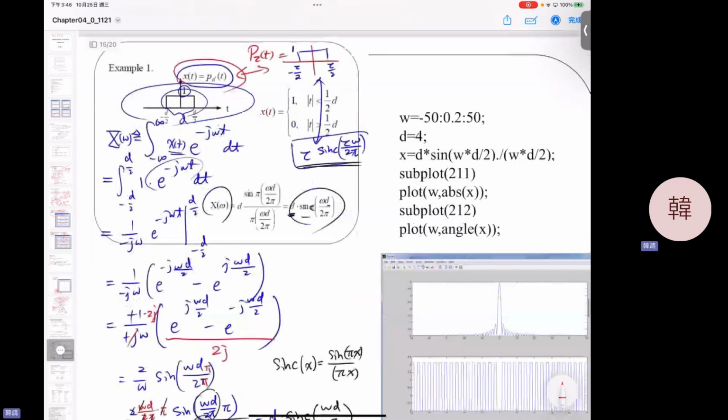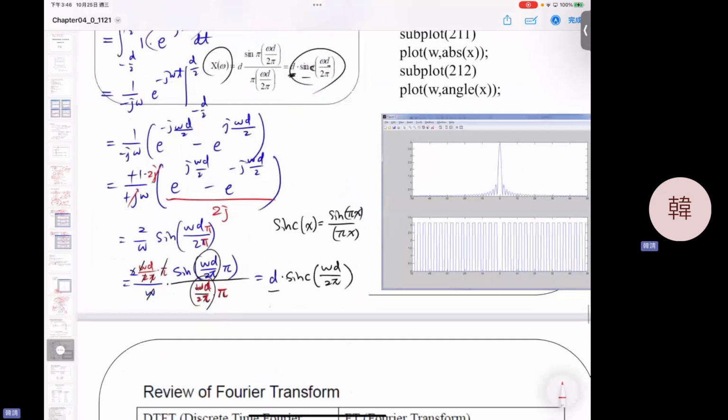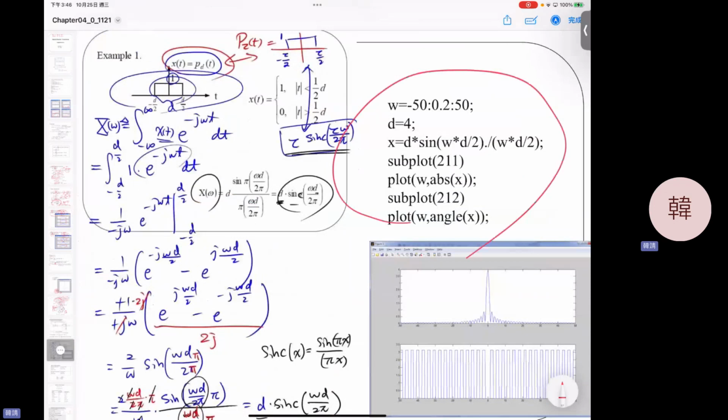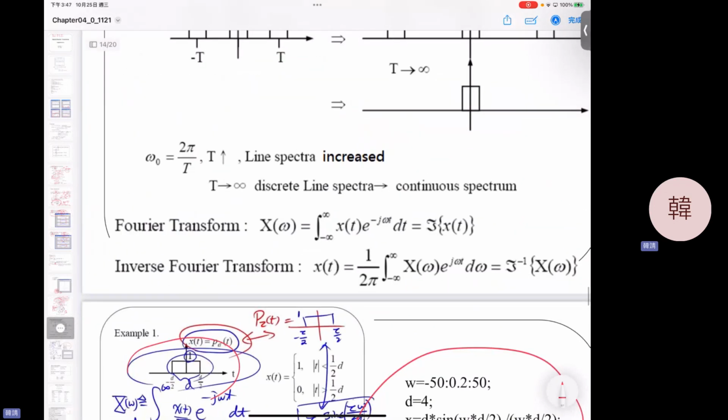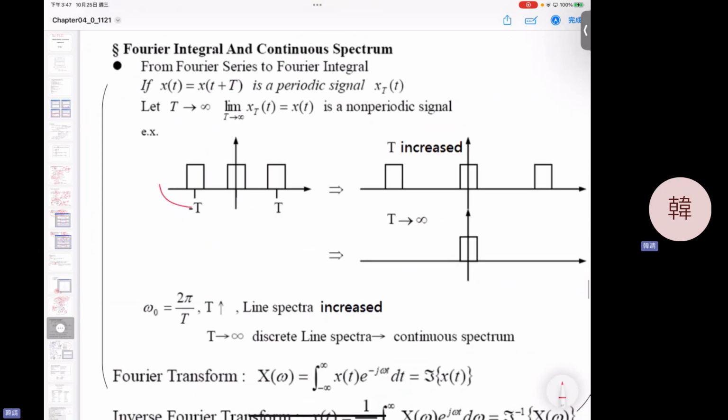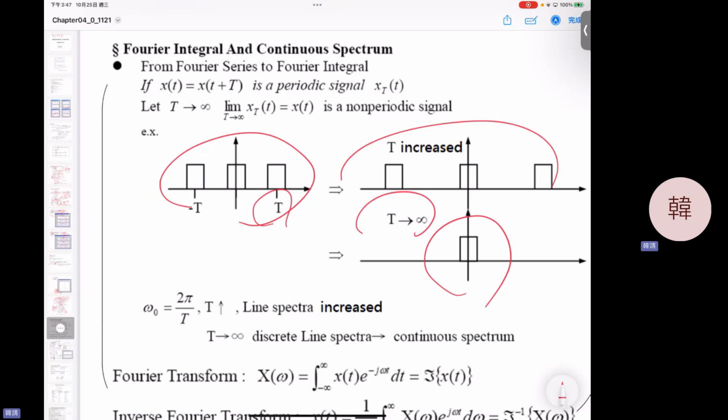I'm going to skip this one as well because we already did that one. It's a sinc function, so you can just follow this one to draw the sinc function. This is for the non-repeated, non-periodic signal. Originally we have this periodic signal, right? And we are going to move the next signal farther and farther away in the time domain, so T can go to infinity, and it becomes a non-periodic signal. So what happens in the Fourier domain?